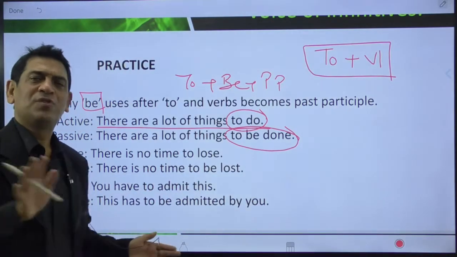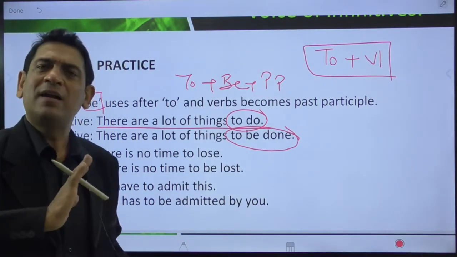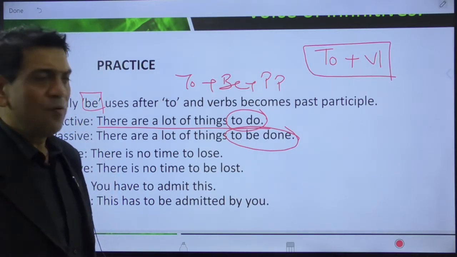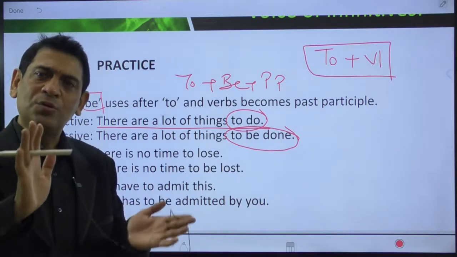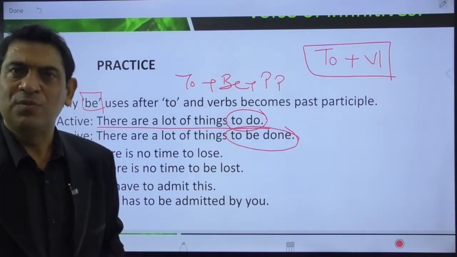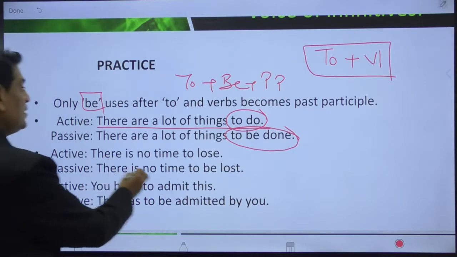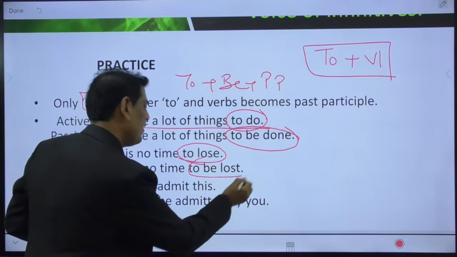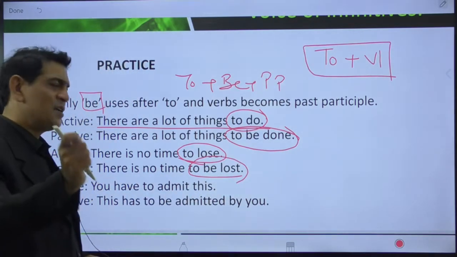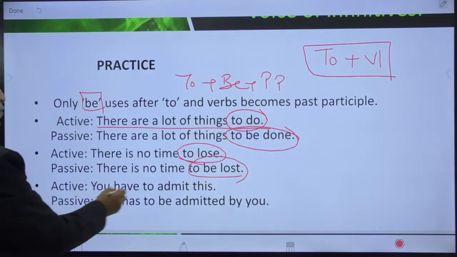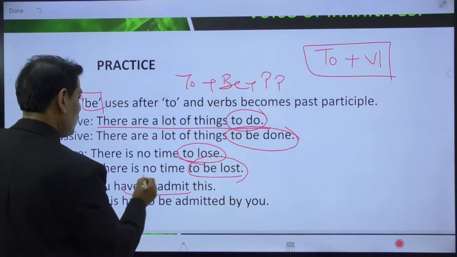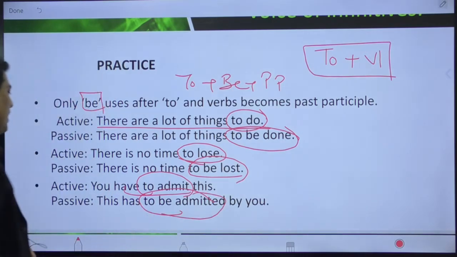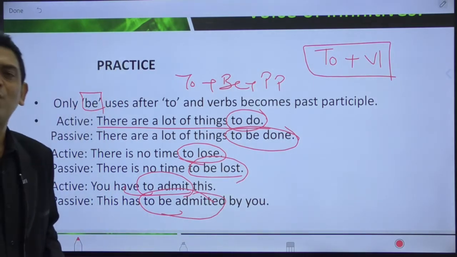I mean, a very simple approach is there. You just need to write it down and it will help you to write the exam. Instead of the simple ruling of active passive, I'm just targeting only those that are good and important for the exam. There is no time to lose. There is no time to be lost. Again, very simple. It hardly takes 1 or 2 minutes to understand this theory. You have to admit this. Again, it will be changed into: this has to be admitted by you.